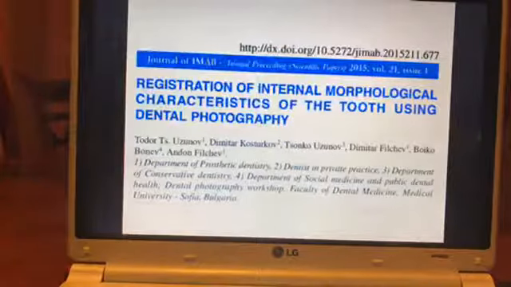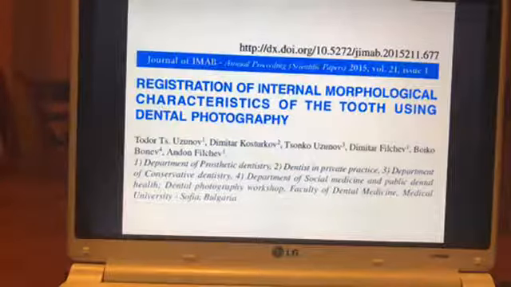If you are interested in reading more about pictures and the characterization, you can go to this article, Registration of Internal Morphological Characteristics of the Tooth Using Dental Photography, here.